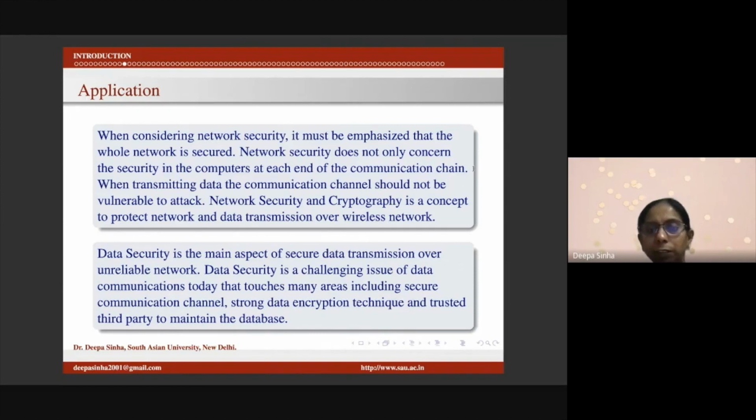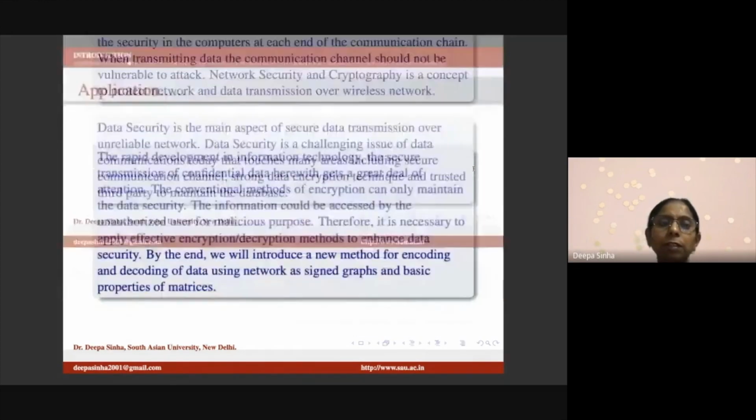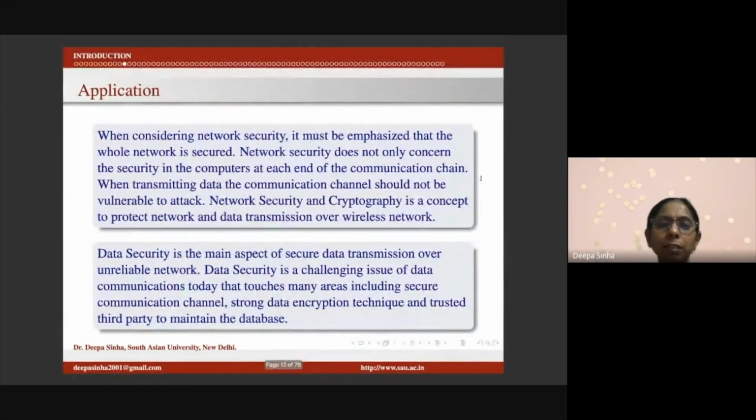So here for network security and cryptography, I'm going to use the sign graph. So what is data security? Data security is the main aspect of secure data transmission over an unreliable network. Data security is a challenging issue of data communication today, and it touches many areas, including secure communication channels, strong data encryption techniques, and a trusted third party to maintain the database.